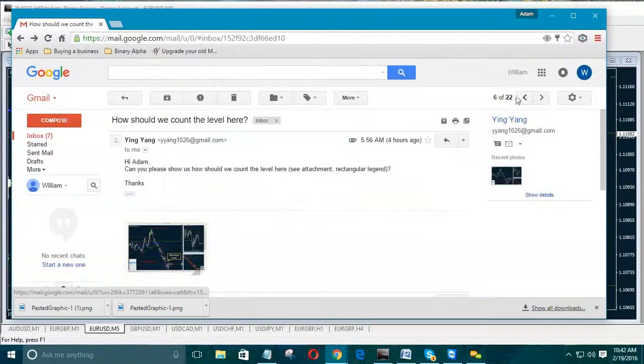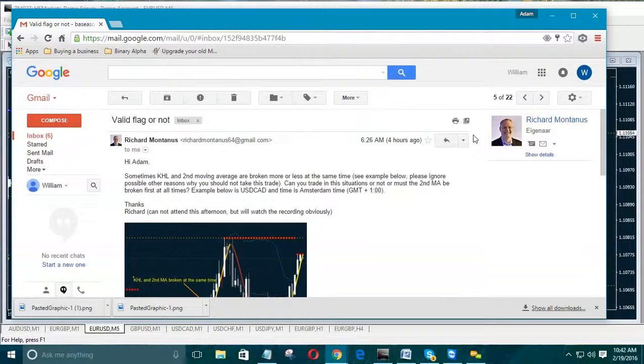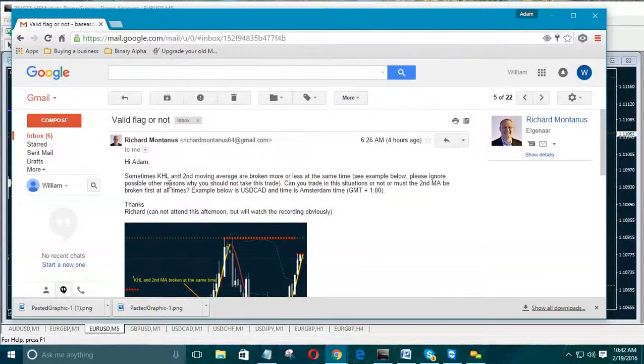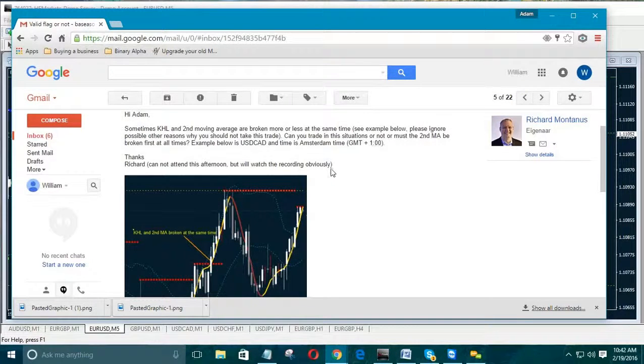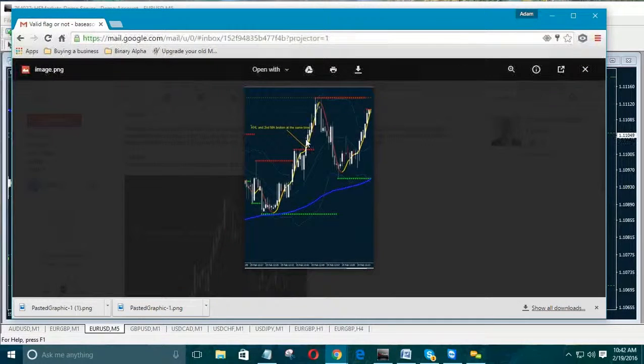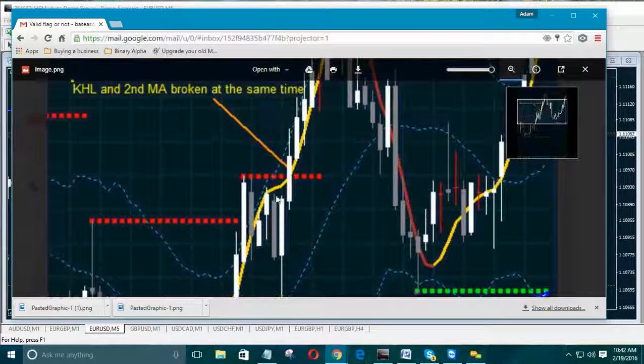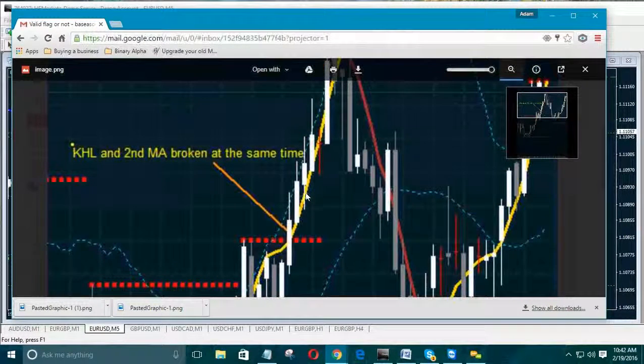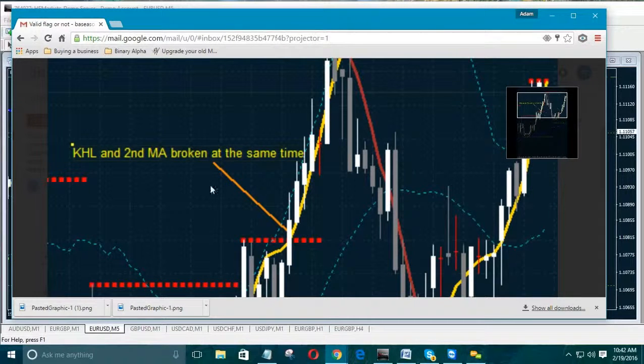Dirk, were you able to find that for us yet? While he's still checking, I'll see Richard's question here. Sometimes the Kazi high-low and second moving average are broken more or less at the same time. Do the example below. Zoom in here. Yeah, this is okay. If it's broken at the same time, I would still consider this a valid scenario. If you go for a bonus, I'd probably stop on the first because you have this left structure here. Take one and get out.